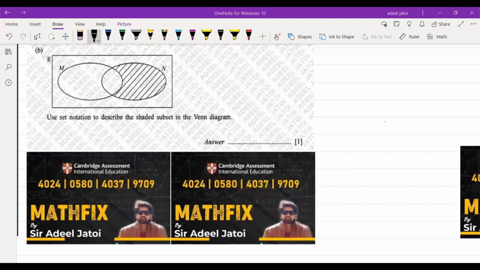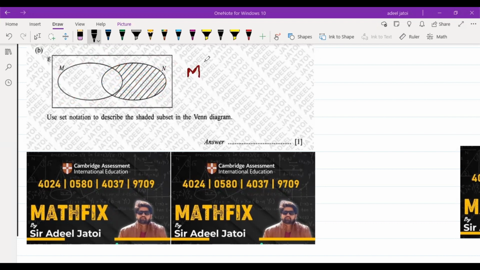So here's another example question. Use set notation to describe the shaded subset in the Venn diagram. So the shaded subset. If you see, that shaded part is outside L. So one that you need is M complement. And if you see that it is inside N, so it will be part of N as well. But M complement means this whole, right? And then your N means this part. So it is just showing the common part between M complement and N.